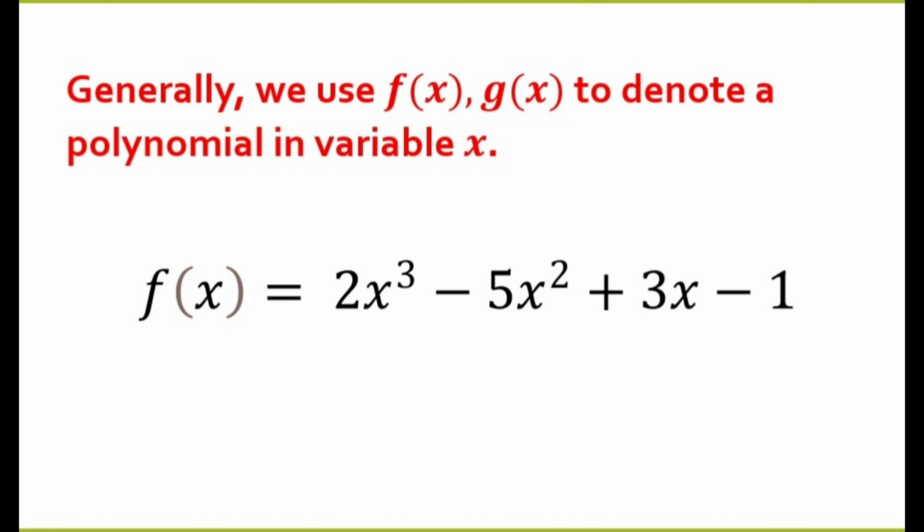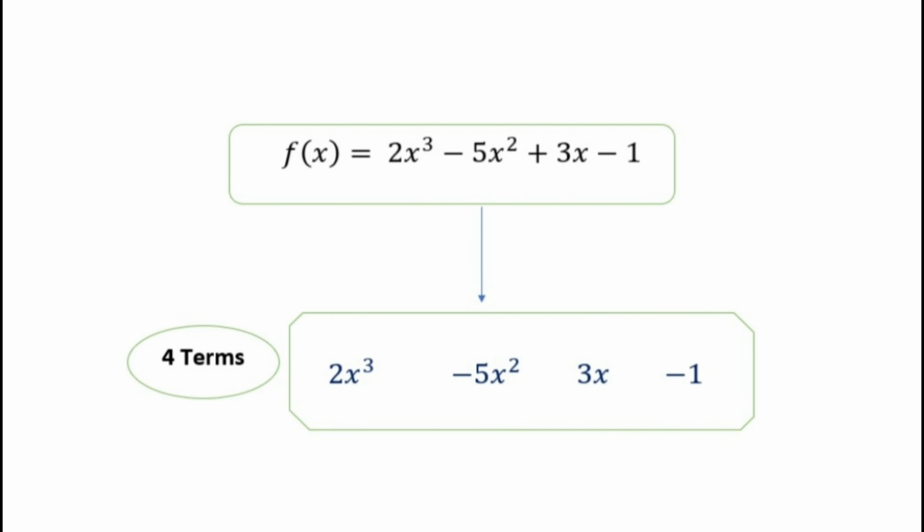Generally, we use f of x, g of x, or sometimes h of x to represent a polynomial in variable x. In the given polynomial, f of x equals 2x cube minus 5x square plus 3x minus 1, how many terms does this polynomial have? Yes, it has 4 terms. What are they? They are 2x cube, minus 5x square, 3x and minus 1.